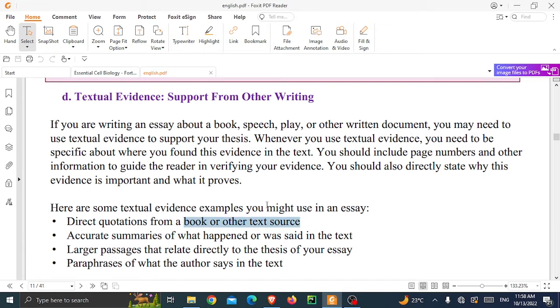So, there are some examples like direct quotations from books or other text sources, where you will mention the page number and the name of the book and the name of the author, and accurate summaries of what happened or was said in the text, and that means paraphrasing.